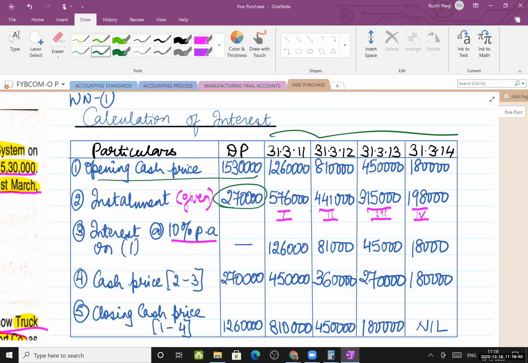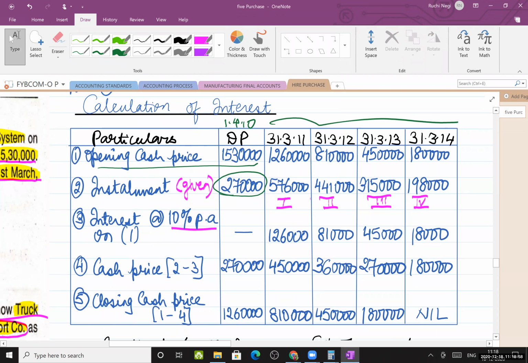ओके, या. तो my down payment date is what? 1st April 2010. बराबर ना? तो 1st April 2010 को तो मैं इंटरेस्ट नहीं भरूंगी, तो डैश. My cash price is step number 2 minus 3. 2,70,000 minus 0 is 2,70,000. Then my closing cash price, that is the unpaid amount. I repeat, closing cash price is also known as the unpaid amount. तो 15,30,000 में से 2,70,000 मैंने दे दिया है.